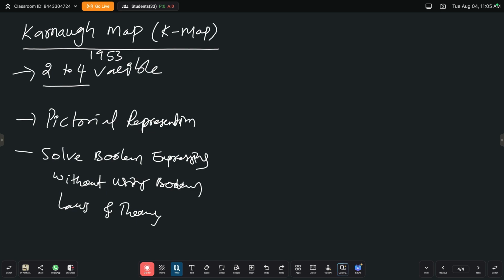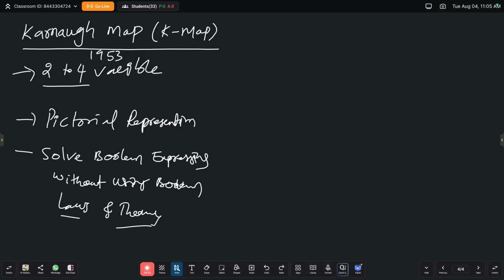To avoid this, without using laws and theorems, Karnaugh implemented the K-Map. Maximum we are going to develop 2 variable, 3 variable, 4 variable. Even more than 4 variables can also be developed using a K-map, but it is complex and not required for your academics. Okay, up to 4 variables.